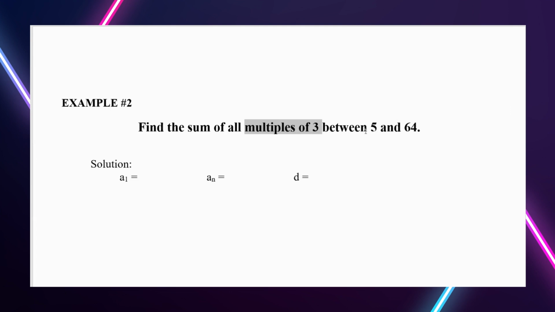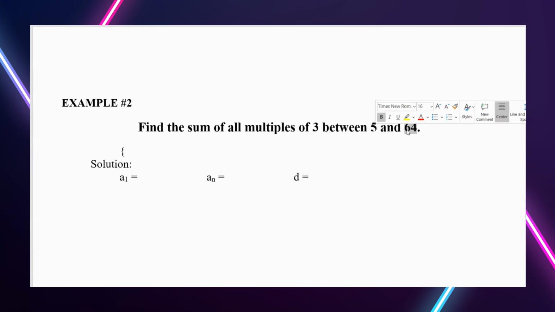Dahil may word tayo na between, ibig sabihin ay sa pagitan ng 5 and 64. Ano nga ba yung mga numbers sa pagitan ng 5 and 64 na nidi-divide ng 3 without remainder? So, i-illustrate muna natin yung ating sequence. So, therefore, we have, okay, so sa pagitan, ibig sabihin ang 5 and 64, automatic hindi siya kasama sa ating sequence.